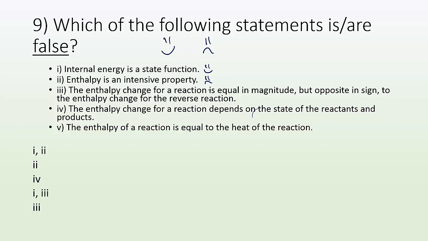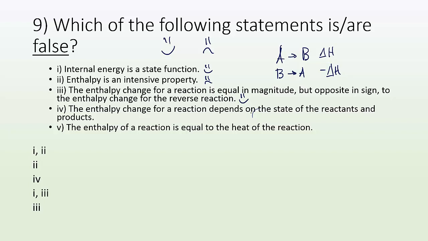Okay. 3, it says the enthalpy change for a reaction is equal in magnitude but opposite in sign to the enthalpy change for the reverse reaction. So they're saying if you went from A to B and there was a delta H, if you did the opposite from B to A, it's going to be the same number but just opposite in sign. And that is a true statement, so I'm going to give it a smiley face.